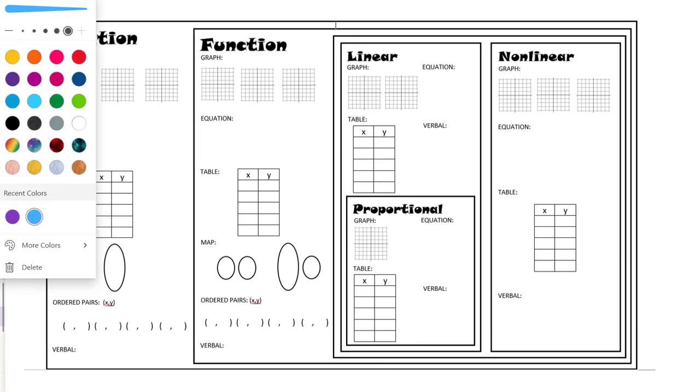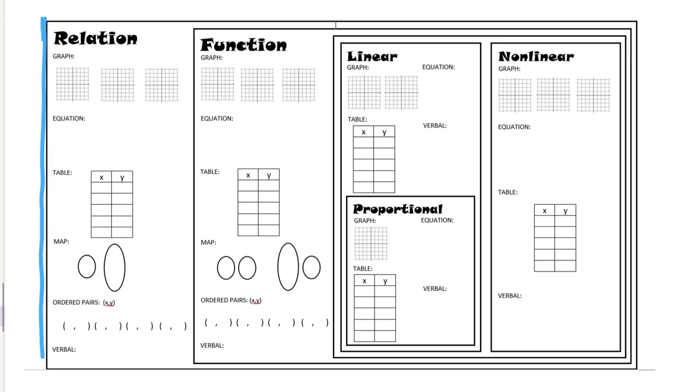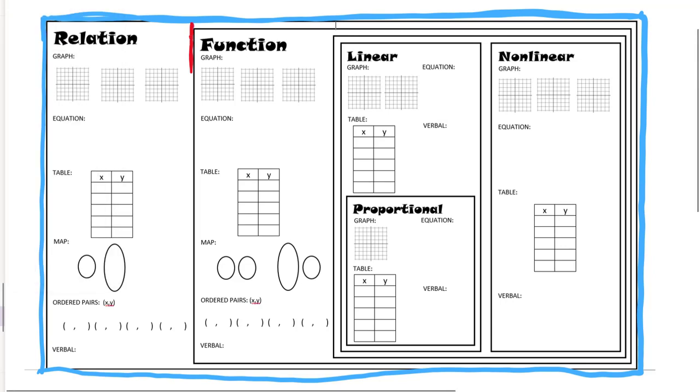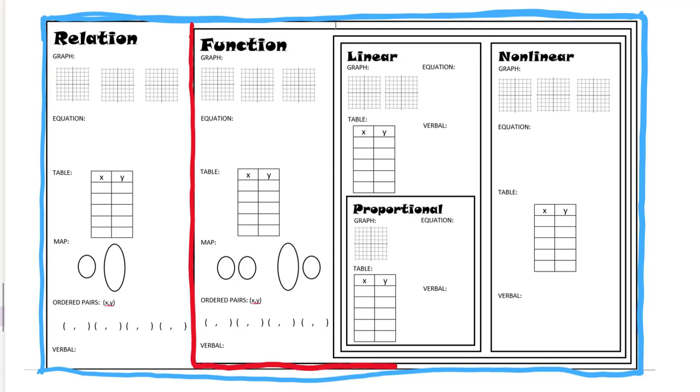So I'm going to use the color blue, and I'm going to color blue all around the outside. Everything fits inside this blue relation box. Now we have some special kinds of relations, and those are called functions. So functions are just a special kind of relation. So I'm going to color this function box around the edge. So notice the function box fits inside the relation box, because all functions are relations, but not every relation is a function.